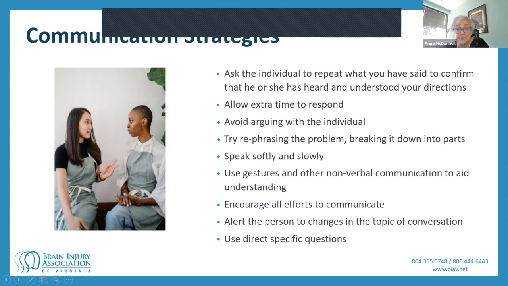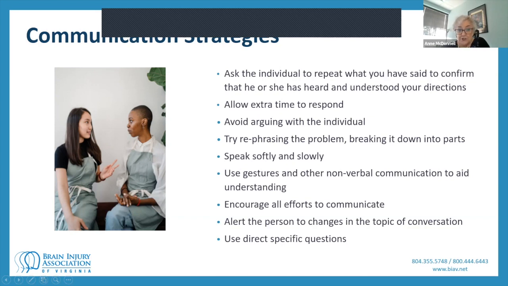You can try rephrasing the problem or perhaps breaking it down into parts. We know that the behavior of the messenger affects the behavior of the recipient. So speak softly, speak slowly, use gestures, maybe other nonverbal communications.